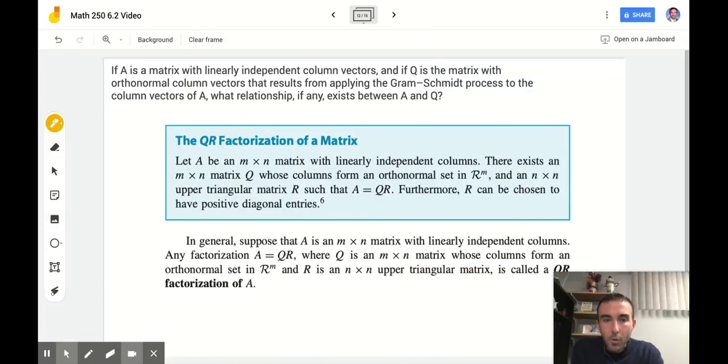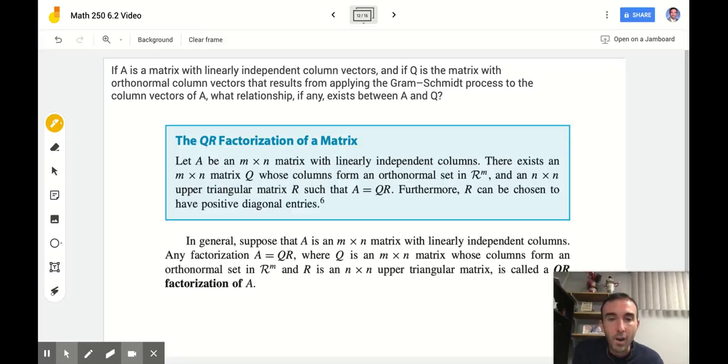All right, so the last part of the lesson is the QR factorization. So perhaps you've heard of QR codes. This is a little bit different. If A is a matrix with linearly independent column vectors and Q is a matrix with orthonormal column vectors that results from using the Gram-Schmidt process, what connection is there between A and Q? Is there some way to get from one to the other?